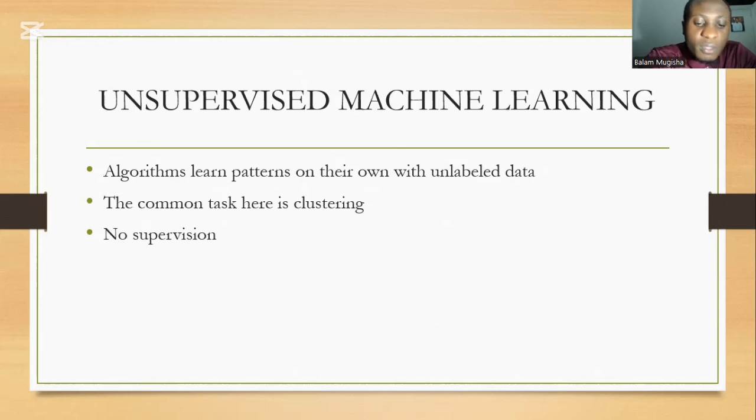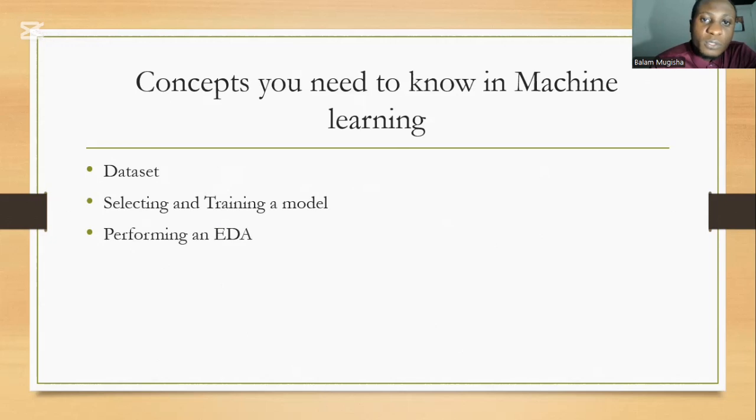Then moving on to the next one, we have concepts that you need to know in machine learning. To begin with is the data set. So what is a data set? You can say it's like the backbone of any machine learning project, and it contains the data your model will use to learn the patterns and make predictions. It typically consists of two parts: the features and the target, where the features are the input variables, like age, and the target is the output variable.